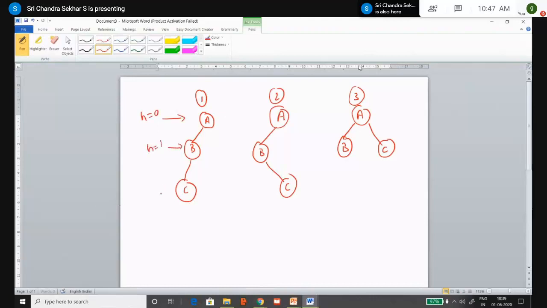So B is present at height 1 and C is present at height 2, right? So what is the height of this tree? The entire tree's height is nothing but the maximum height, right? What is the maximum depth here? We have h is equal to 2, right?